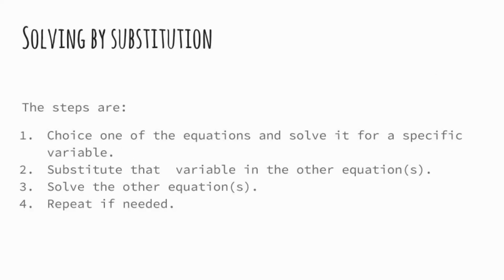For substitution method, you first choose one of the equations and solve it for a specific variable. Then you substitute that variable into the other equation or equations, and repeat if needed until you have an equation which has only one variable in it. Then solve the other equation, which should now only have one variable. After that, you can plug the value of the variable into the first equation to solve for the other variable.